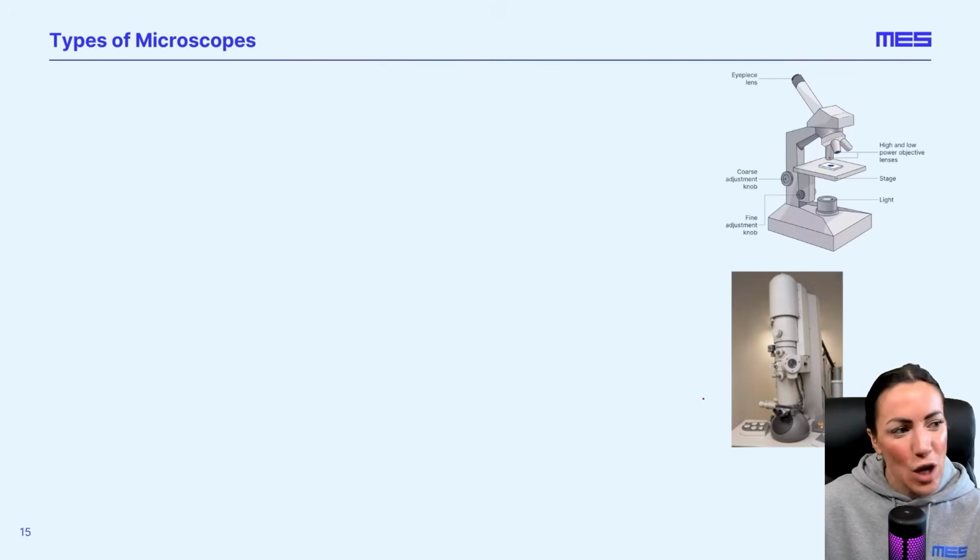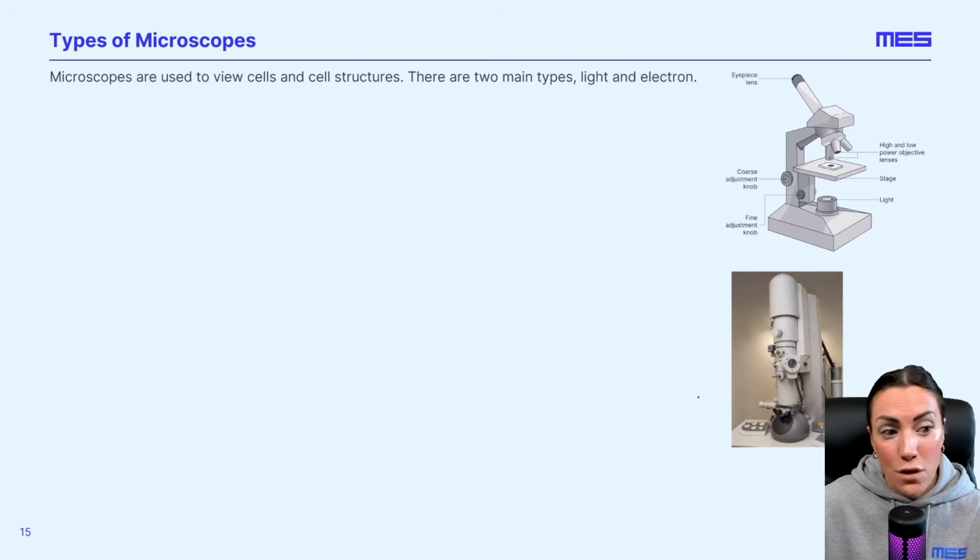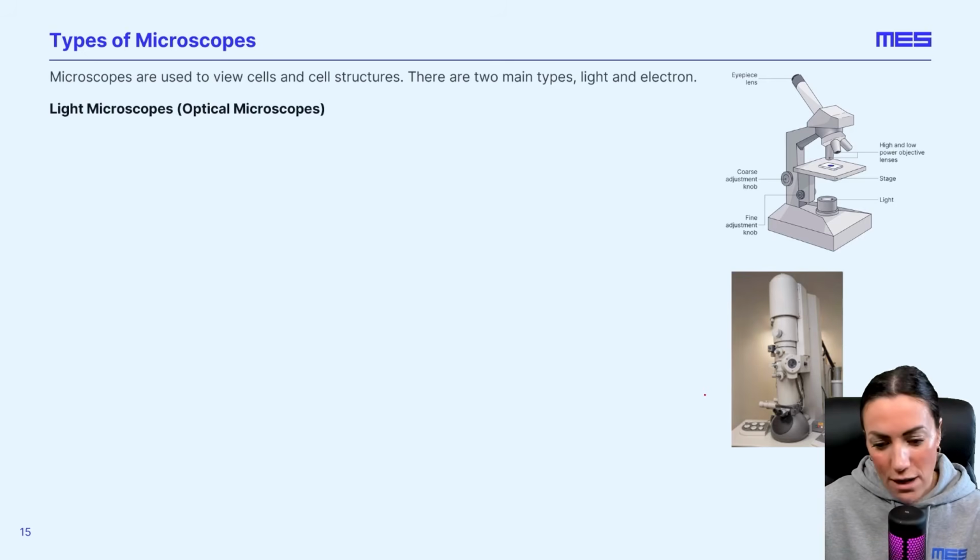Okay, let's continue with different types of microscope. Now, before we put any text, you should be able to see from the images, we're going to be looking at the light microscope, which you use in your own required practical, but we're also going to be looking at the electron microscope and comparing the two. So we know that microscopes are used to view cells and cell structures, organelles, because they're too small to see with the naked eye. We've got both the light and the electron microscope.